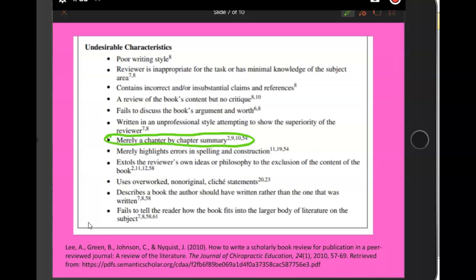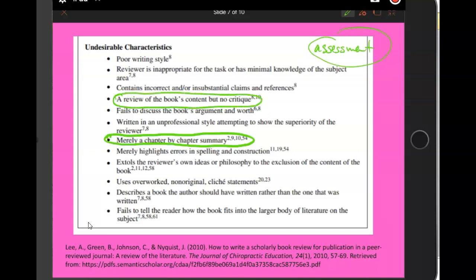So don't be that way, and I'm sure you're not, because based on the writing I've seen from you in 603, I'm definitely not having that concern. But I do want to point out, don't just stick with the summary. It's really about, again, assessment, right? So if assessment is missing, that's pretty undesirable. Same thing here, review of the book's content, but no critique.